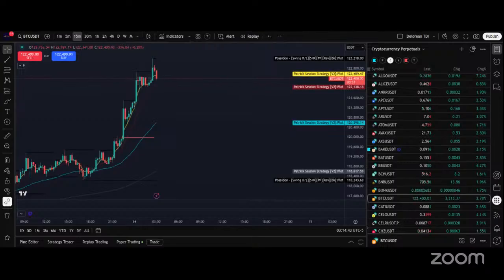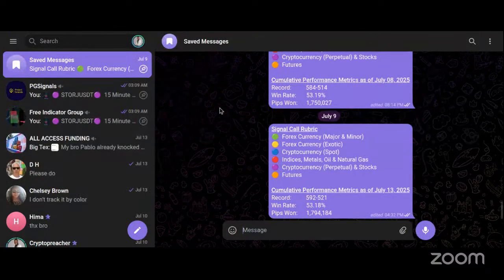And for those of you that are interested in stats, the color-coded system that you see is basically what I'm using to call signals. So we have major and minor Forex pairs, that are the green signals. Exotic pairs, which are the yellow signals. There's spot cryptocurrency, which is cryptocurrency versus the United States dollar, that's blue. Anything on indices, natural gas, that's going to be red. Anything that's perpetual cryptocurrency or stocks are going to be purple. Anything that are futures are going to be orange.